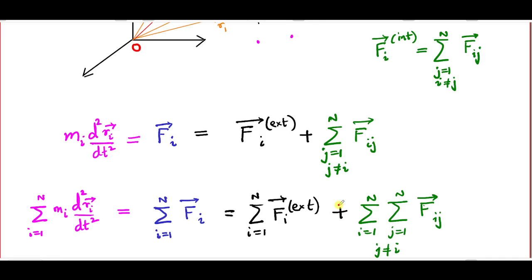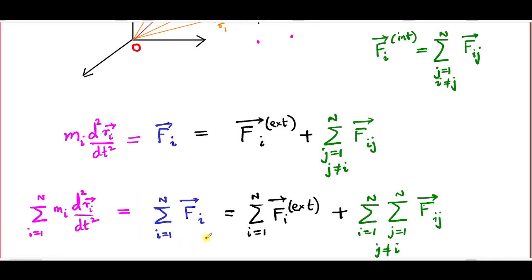I am just summing up the ith equation from i equal to 1 to i equal to n. We are of course summing up both sides of the equation. On the left hand side, we have this quantity mi d2 ri dt2 summed up from i equal to 1 to n. We will have a lot more to say about this quantity in the rest of this lecture. For the time being, let's focus on the right hand side.